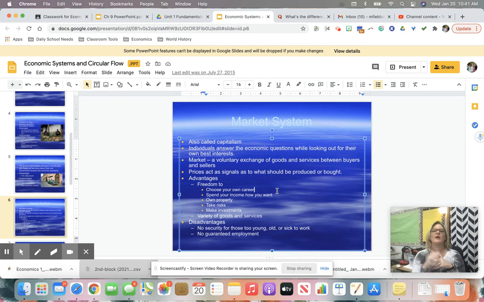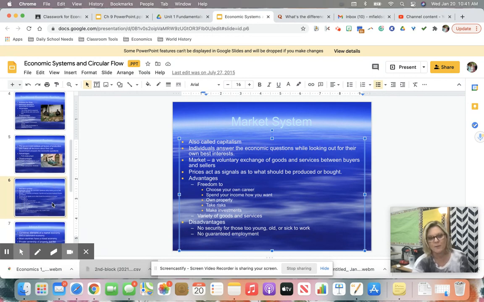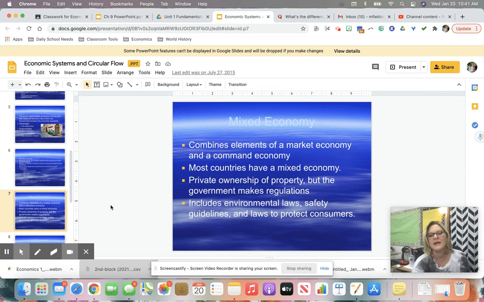There's a huge disparity between the wealthy and the poor in a true market system. So because there are so many disadvantages to both a true command and a true market system, every economy is a mixed economy. They are going to combine private ownership of goods and services and property, along with government regulation of those goods and services.